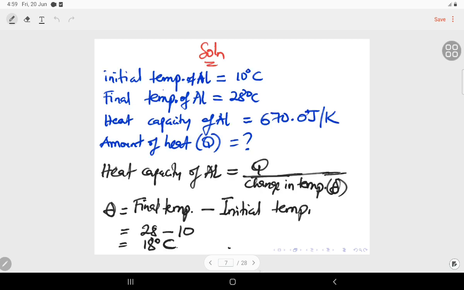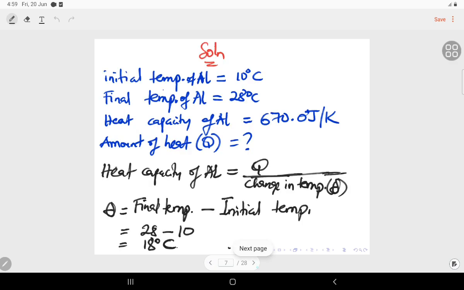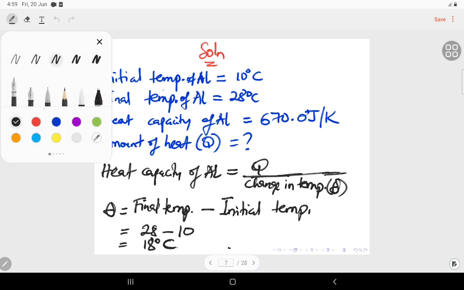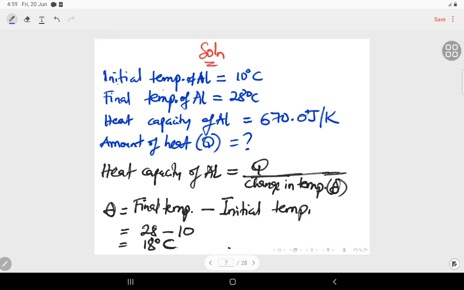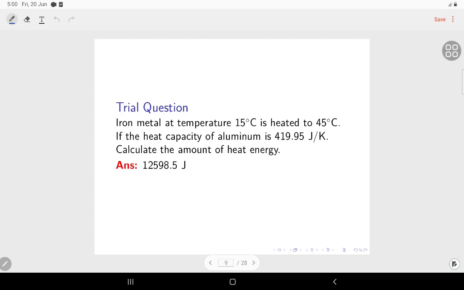Very simple question. This was the question. This is how we took down our information. And we ended here. Great. So on that note, let me give you this. Try this one and let's see what you will get. When I tried it, this is the answer I had. Solve and see if you will land at the same answer.